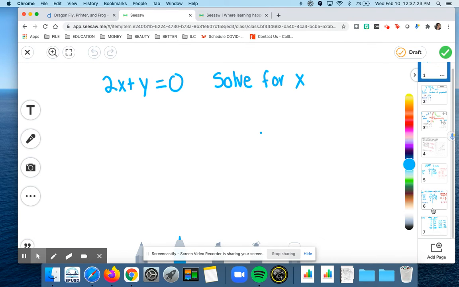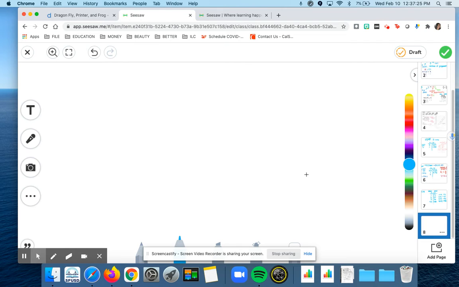So I'm going to go down and add a new page. One thing with all of these proportions problems, you want to go ahead and make a table. So I'm going to label what this is. This is C108, and this is slide 6. And you can do this yourself in Seesaw if you ever want to take notes.